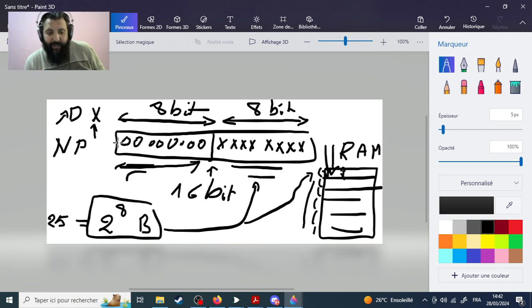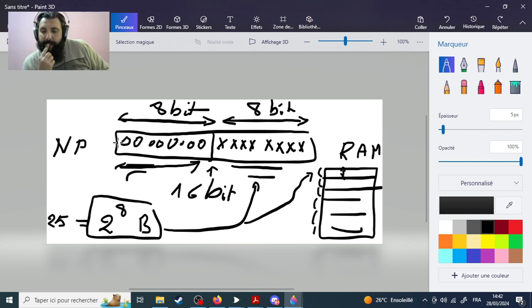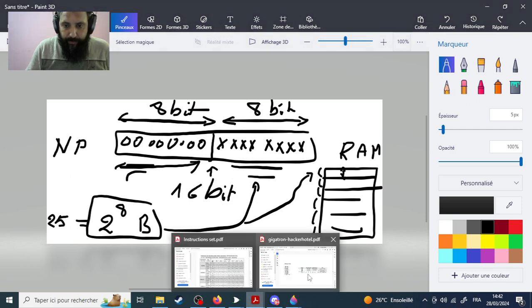Can you get a general idea? Sir, yes, so it always starts with the zero page? Not always. It depends on the mode. I talked about two modes. The others, the third and the fourth mode, are different.